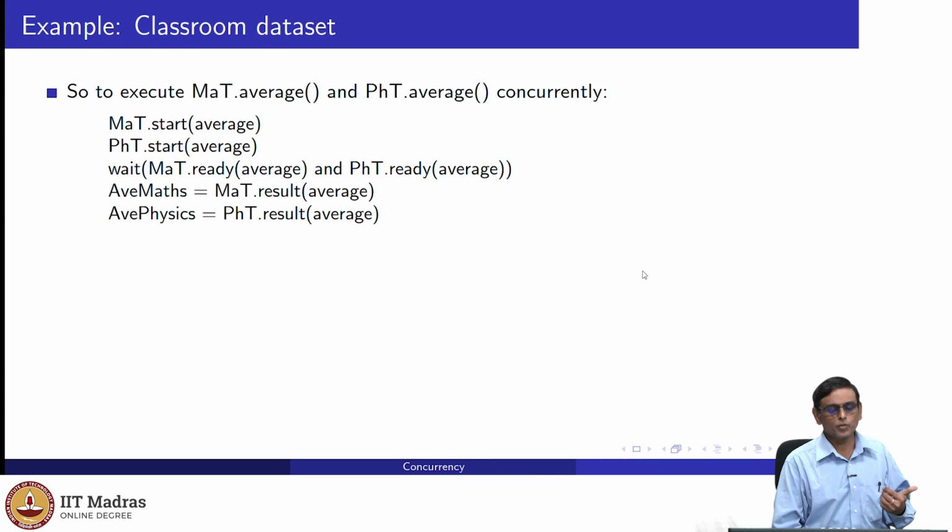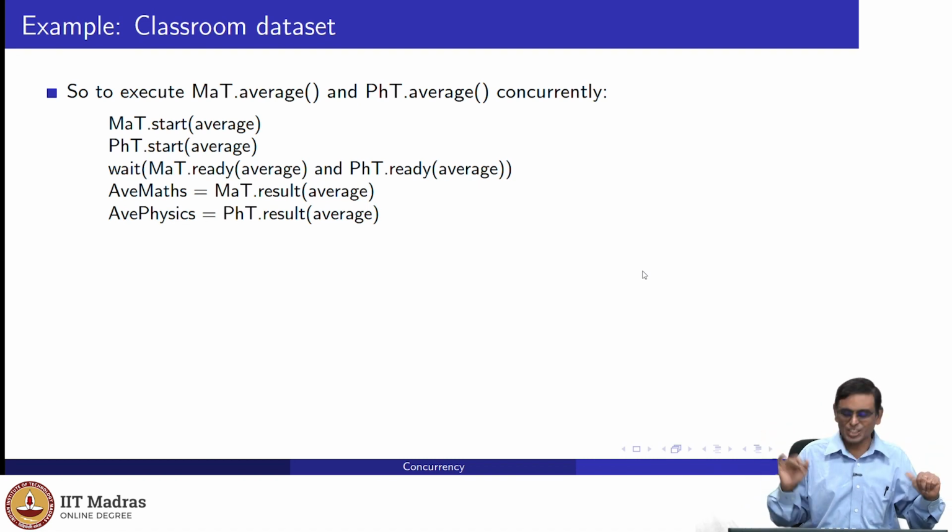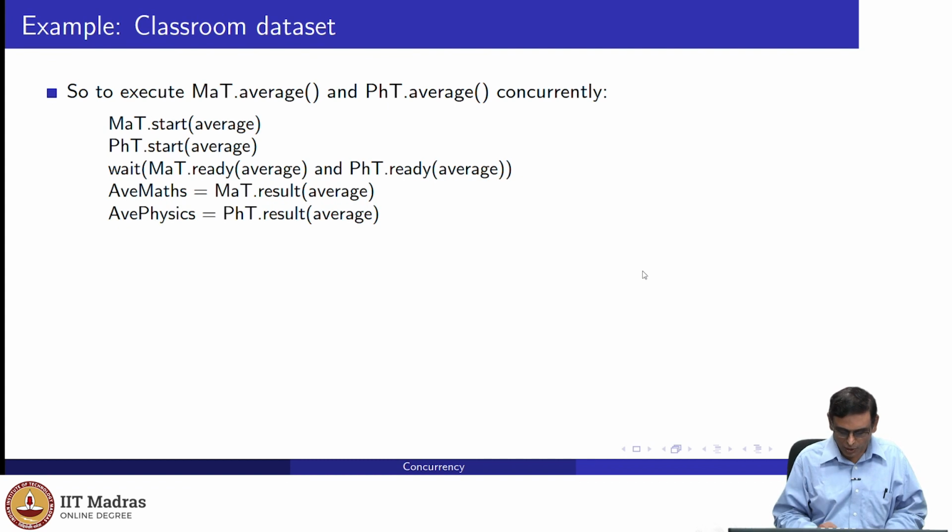I can wait for both of them to become ready, then I can read the result and store it. So this unbundling allows me to do things concurrently. Of course this code is looking much more complicated and involved than just writing average maths equal to MAT dot average, done, right? Such a cute code, and average physics equal to PhD dot average, but that means basically you can't be concurrent. If you want to do concurrency, there is a cost, right?